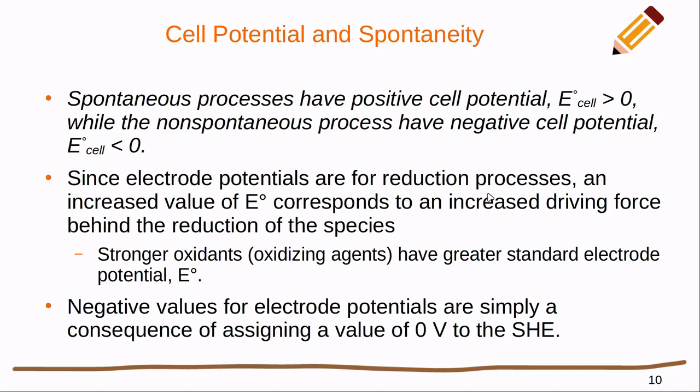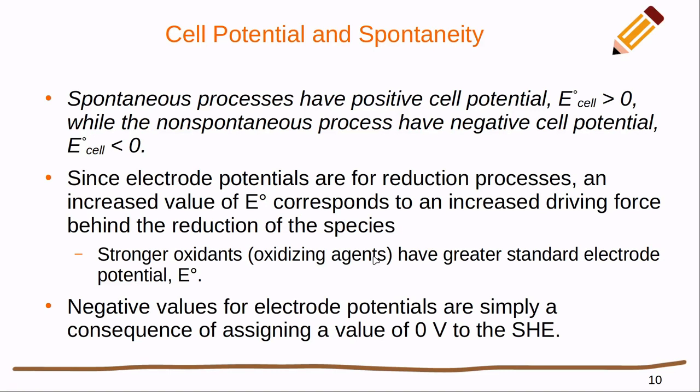Now, since electrode potentials are for reduction processes, an increased value of E corresponds to increased driving force behind the reduction of species. So if I look up the standard potential for a specific half cell and it's larger than another one, then that species wants to be reduced, meaning that it's a stronger oxidizing agent. It will reduce itself in order to oxidize others. And that's another key thing we have to keep in mind. This language is confusing.